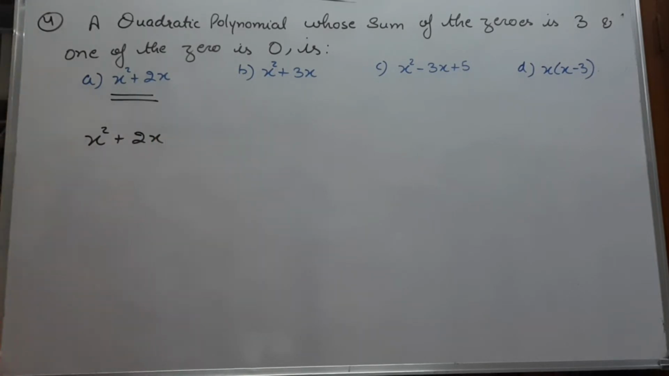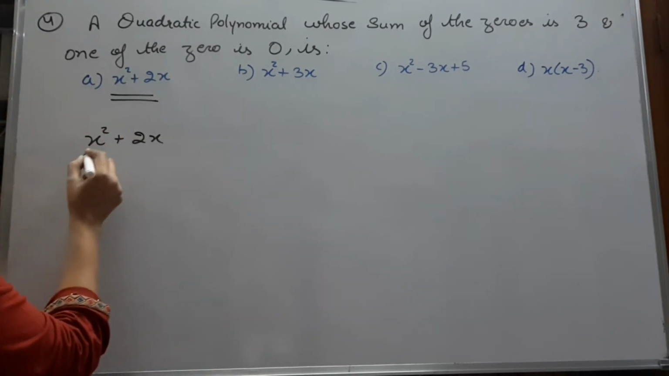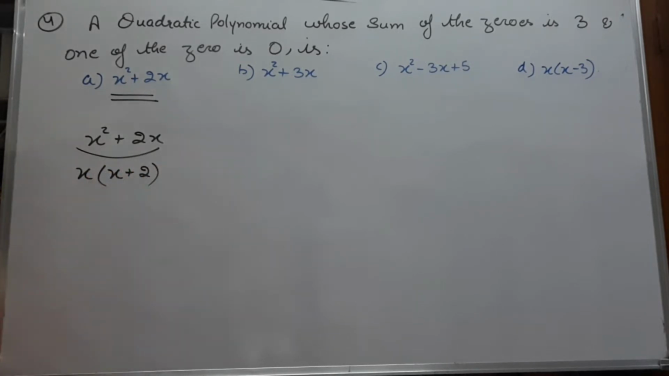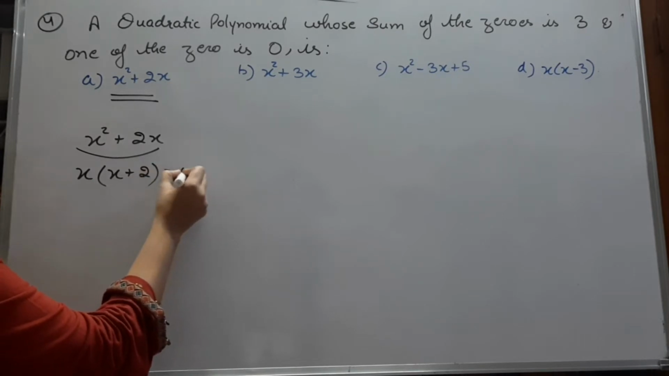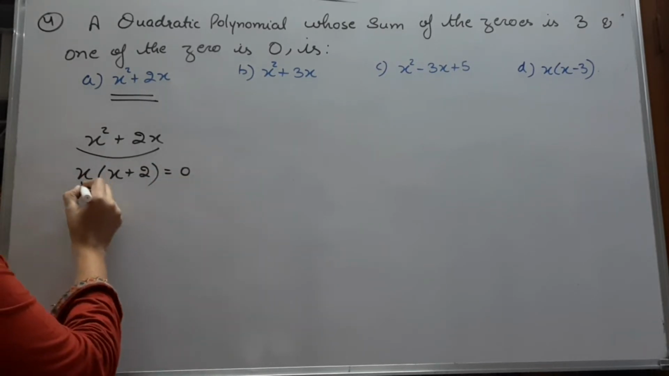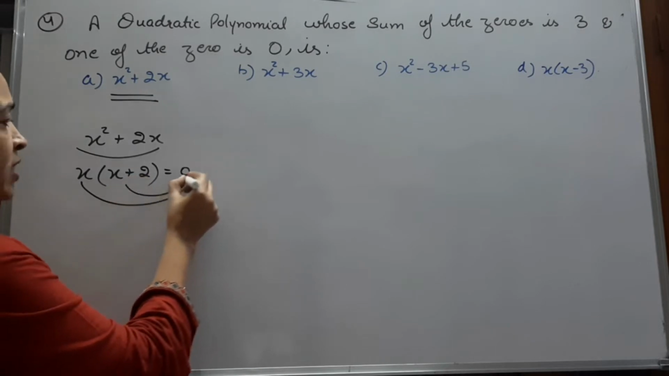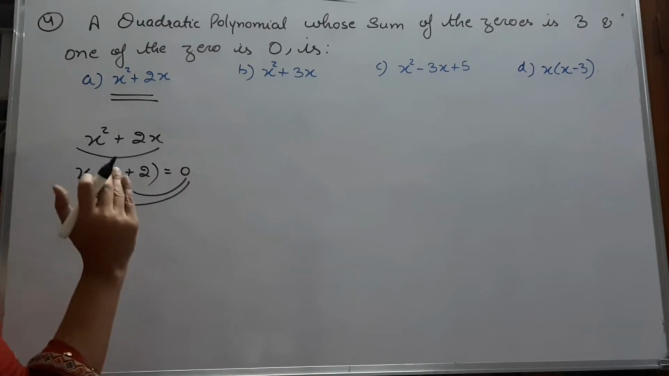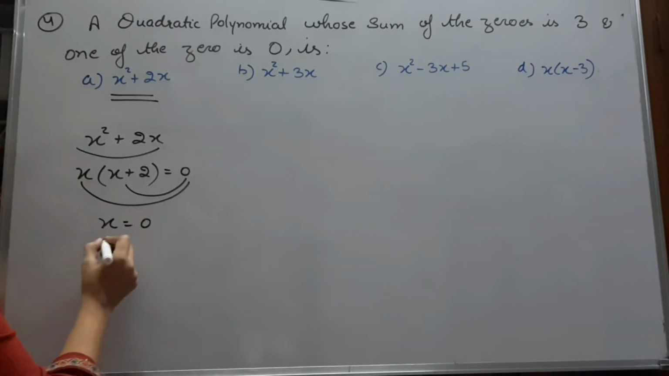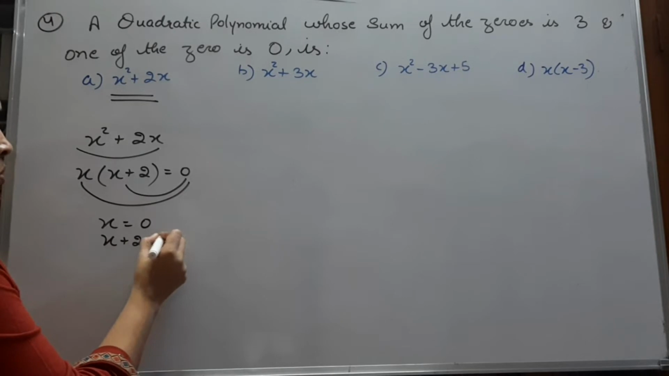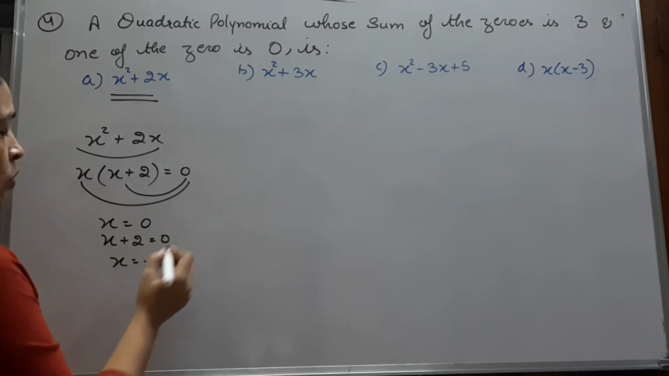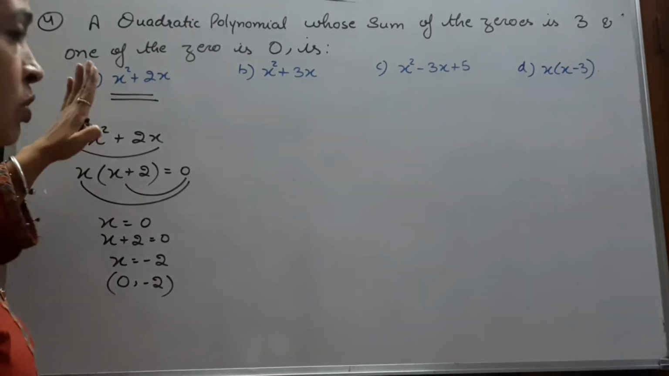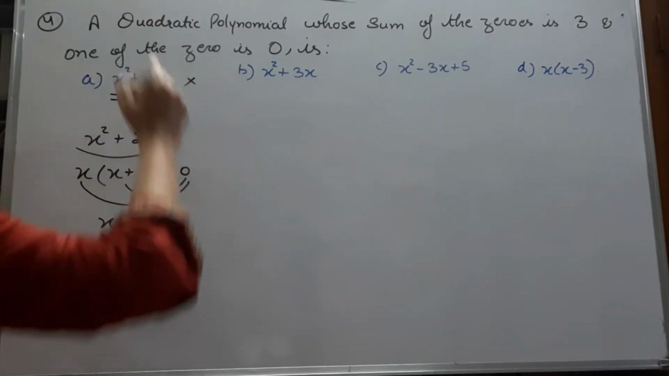How can we find the zeros of this quadratic polynomial? In these two terms, take x common: x into x plus 2. For finding zeros, we put x into x plus 2 as 0. Either x equals 0 or x plus 2 equals 0, because x multiplied with x plus 2 equals 0. So x is 0, or x plus 2 equals 0, x equals minus 2. So we have two zeros, 0 and minus 2. Their sum is not 3. So the first option is not our correct option.